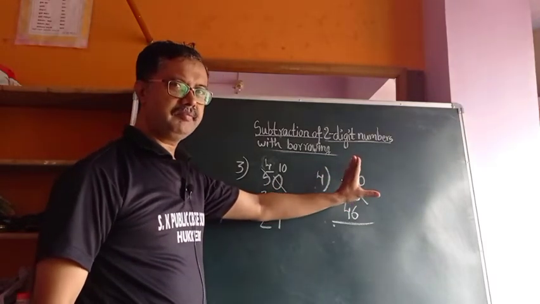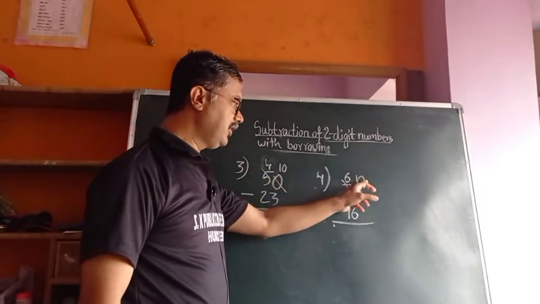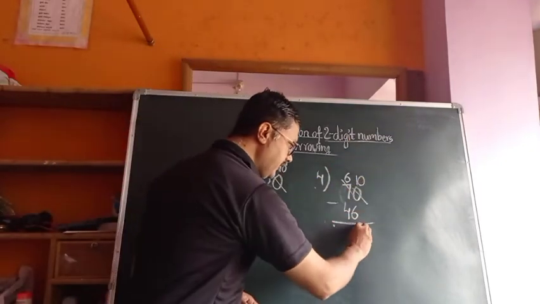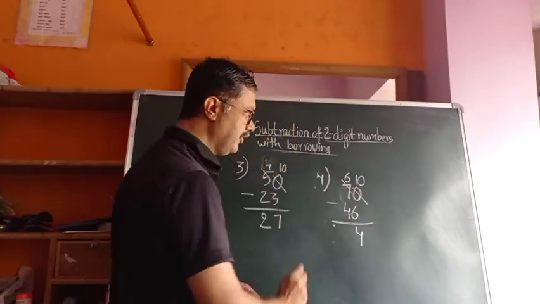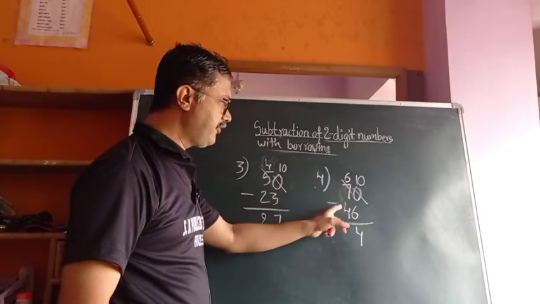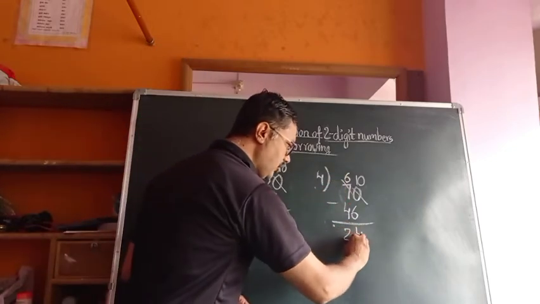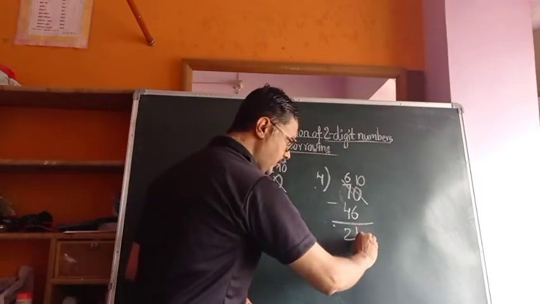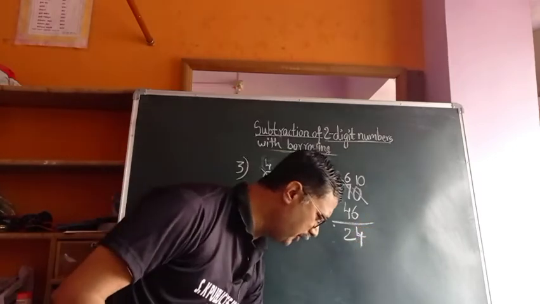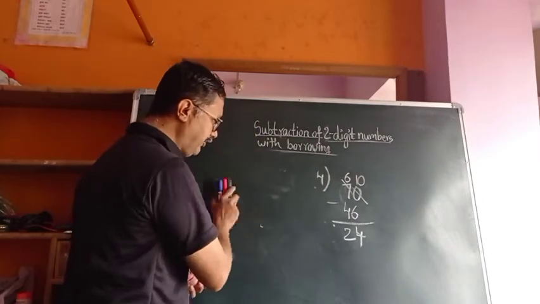Now it is ready. Now we have to subtract. 10 minus 6, 4. 10 minus 6, this one. And 6 minus 4, 2. So it becomes 24. Fourth one. Now fifth one.